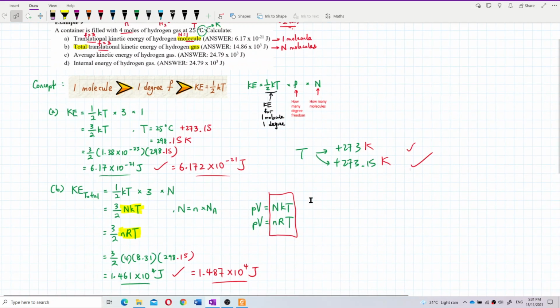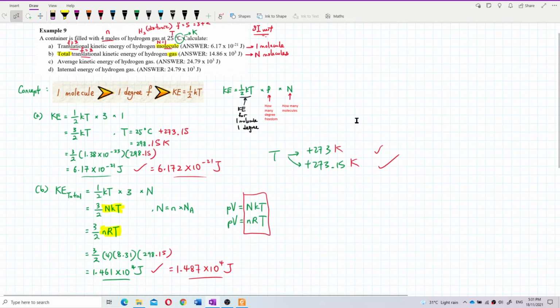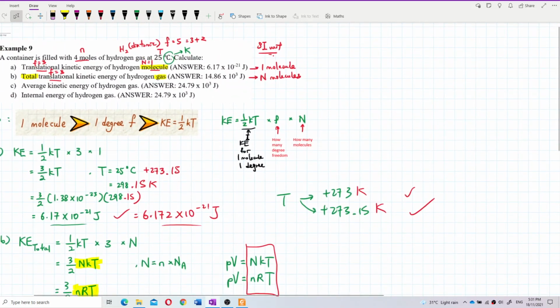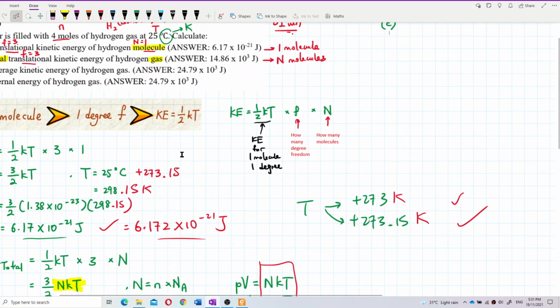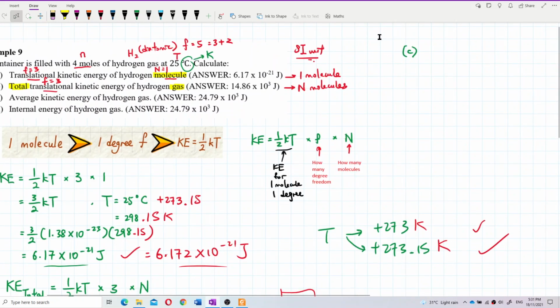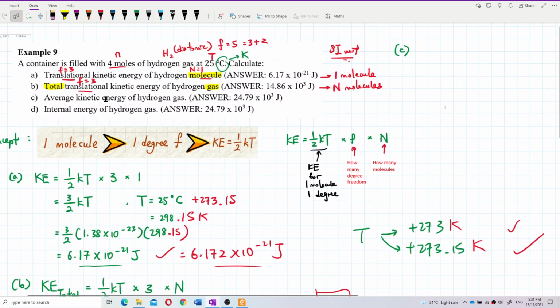Okay, so now let's go for the next question. Question C. Now I want to find what's my keyword. Our keyword is it must be average, the word average kinetic energy of the gas. Even though he said gas here, what does average mean?